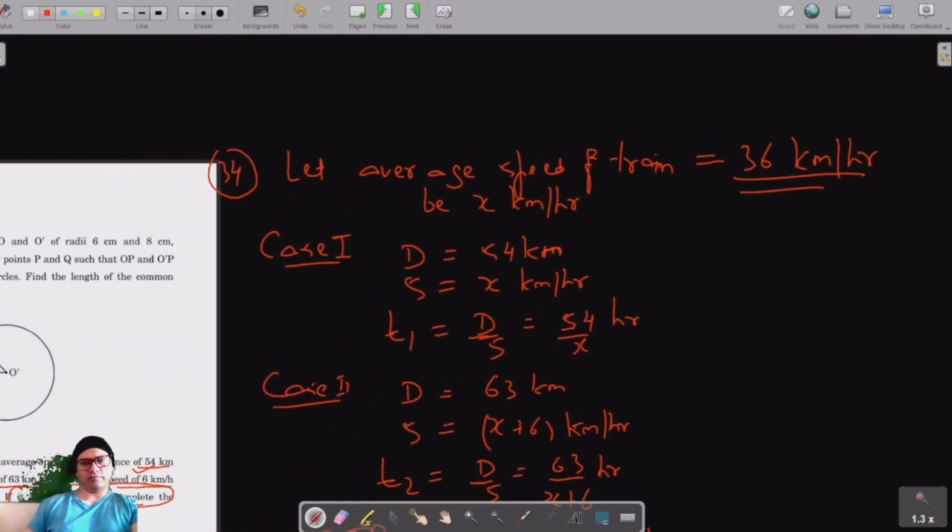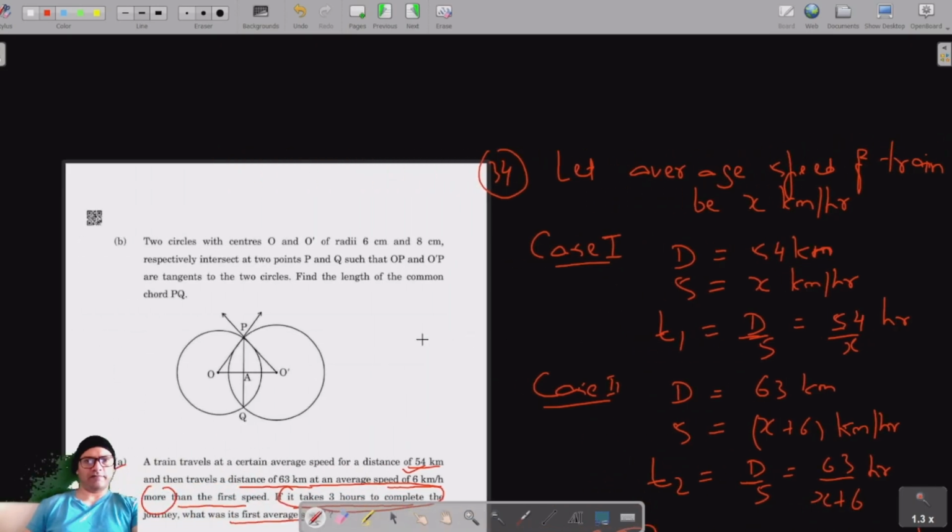And let's move on to part B. So the first one is solved: the average speed of the train is 36 kilometer per hour. And let's move on to the next part.